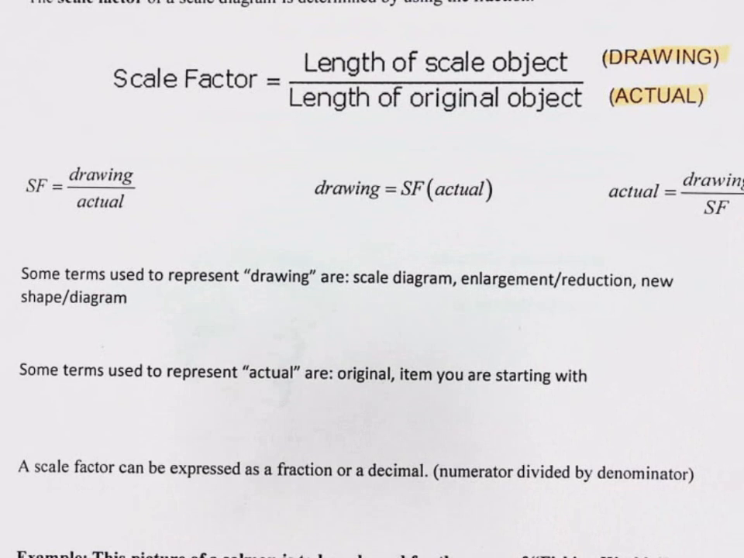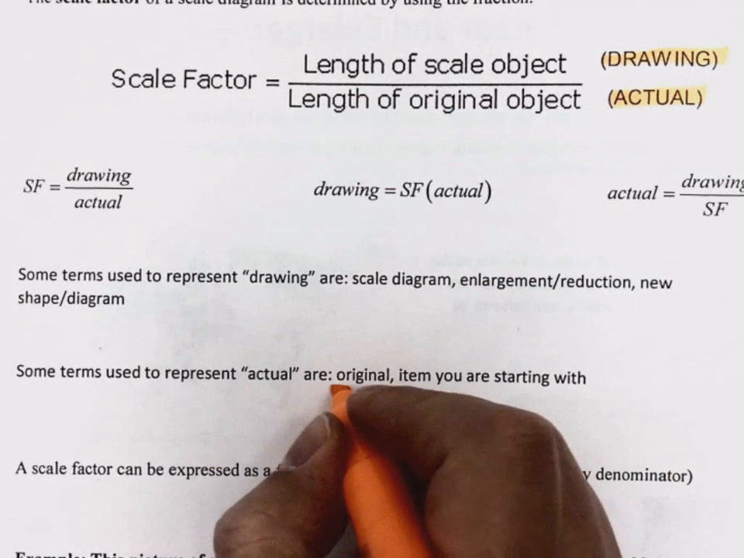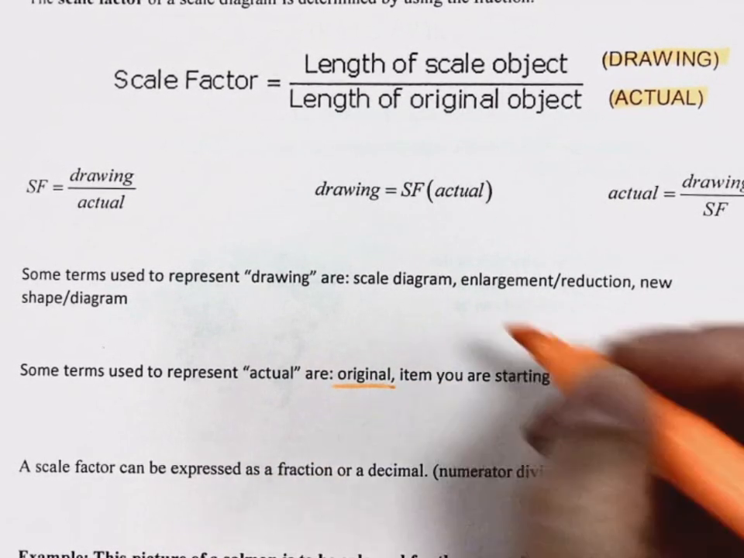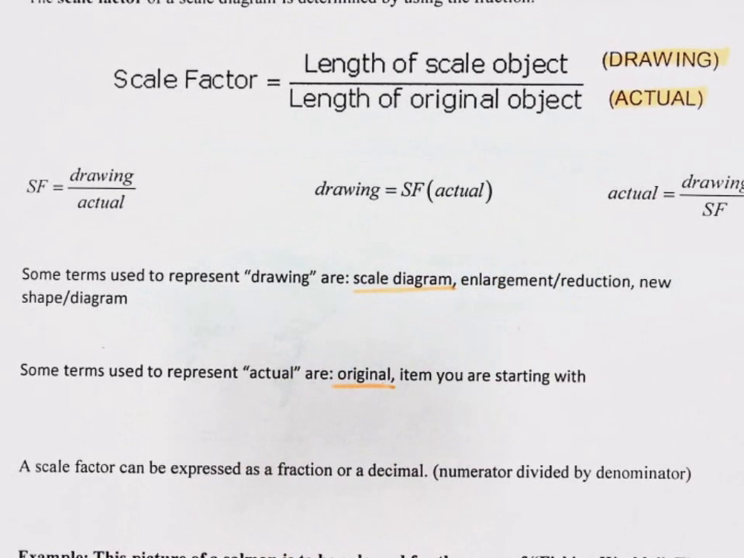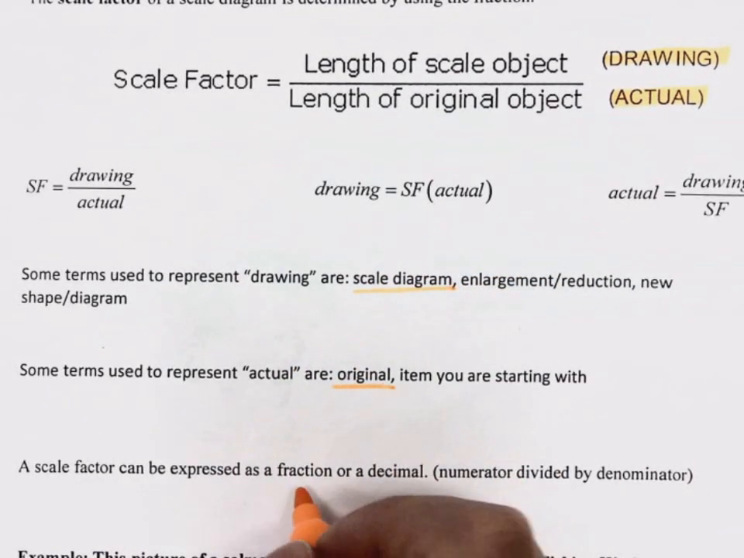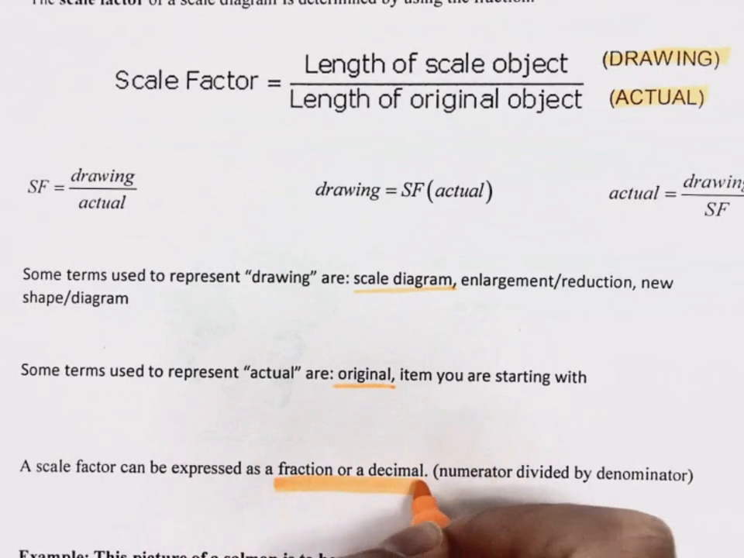Some terms used: when we talk about the drawing, it is the scale diagram. It's the thing that we've reduced or we've enlarged. It's the new shape. Actual, sometimes we use the word original. That will show up a lot. And a scale factor can be expressed either as a fraction or a decimal.